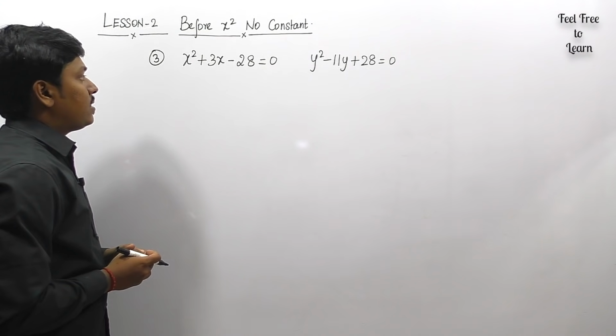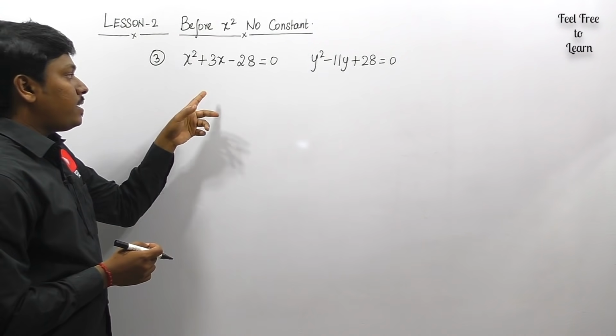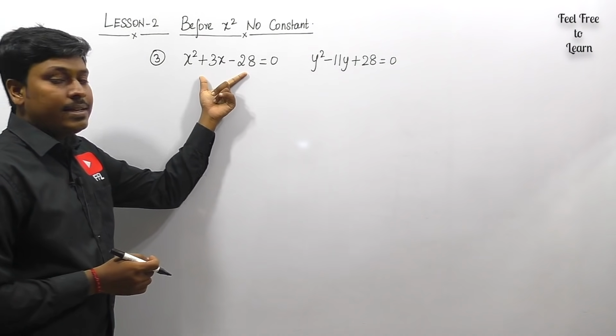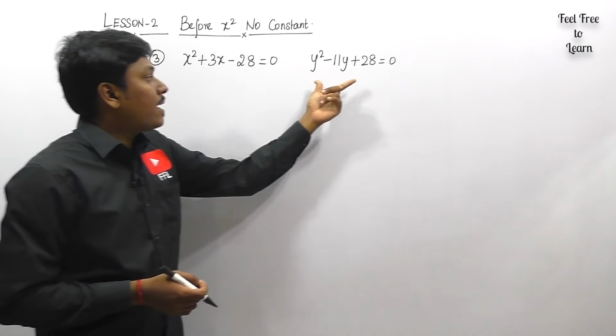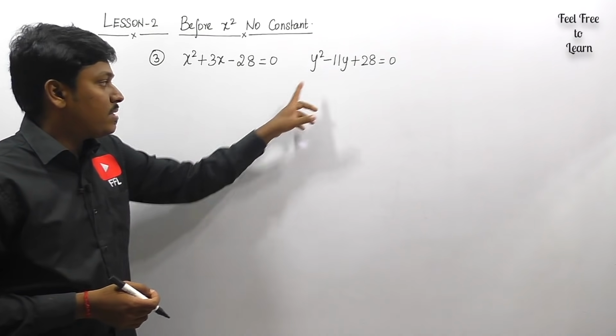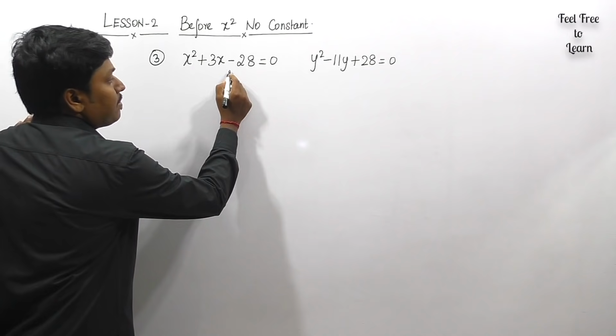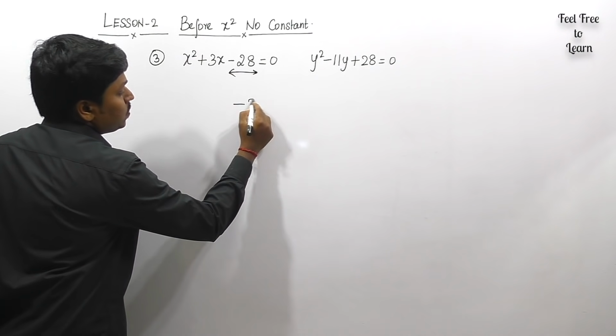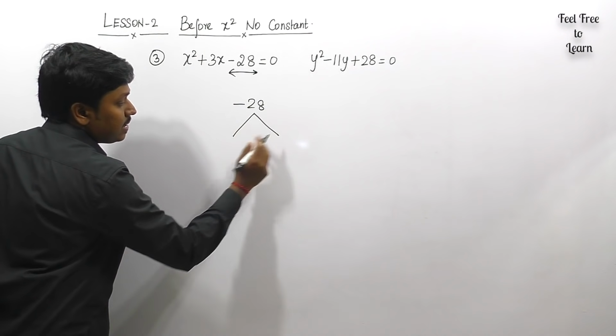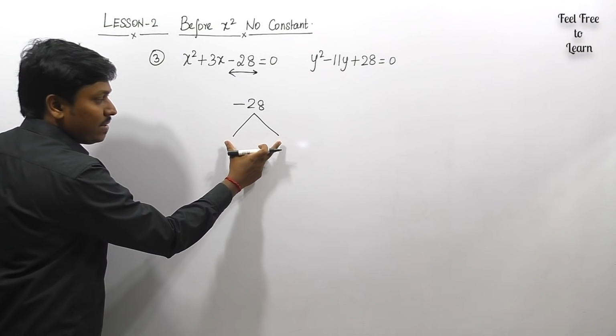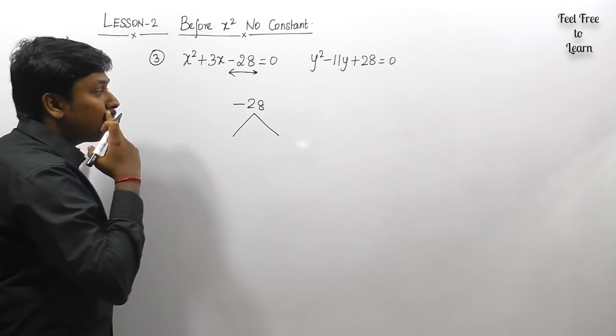Question number 3. So x square plus 3x minus 28 is equal to 0. So again it's a quadratic equation. Similarly the second expression is also a quadratic equation, y square, y and a constant. So friends, first of all here it is minus 28, right? The two numbers that we are going to multiply, the resultant should be minus 28. But when we add both the numbers, the resultant should be plus 3.